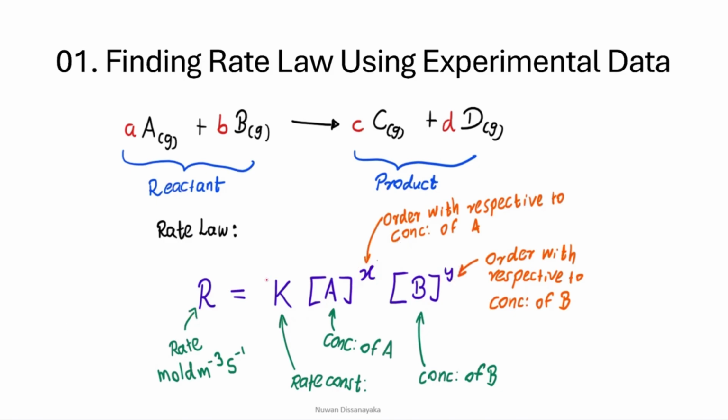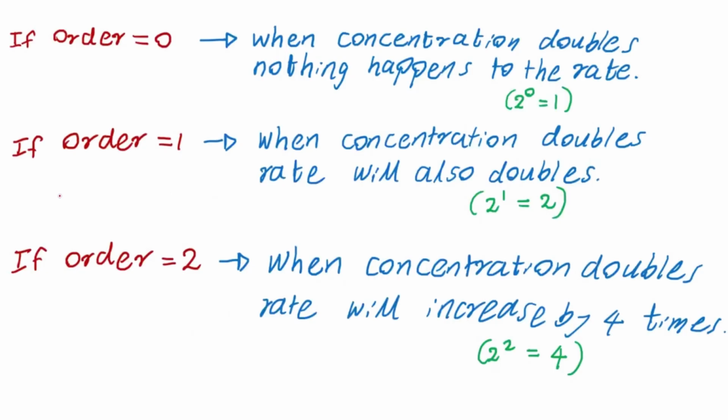Now we know how to write a rate law. So these orders have some values. They can be 0, they can be 1, they can be 2, they can be 3, likewise. They won't go more than 2 or 3, right? Because there's a science behind it. So we'll discuss those parts when we discuss the lesson.